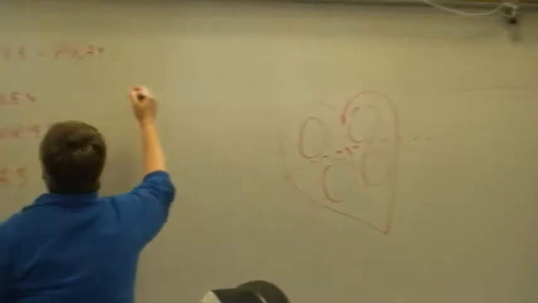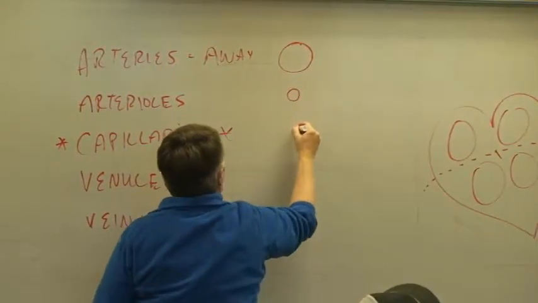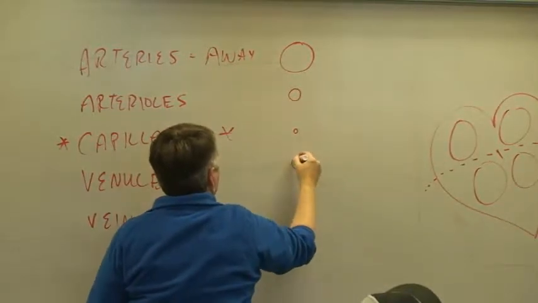So if you looked at arteries, you'd be like maybe this diameter, arterioles maybe this diameter, capillaries maybe like this, veins a little bigger.